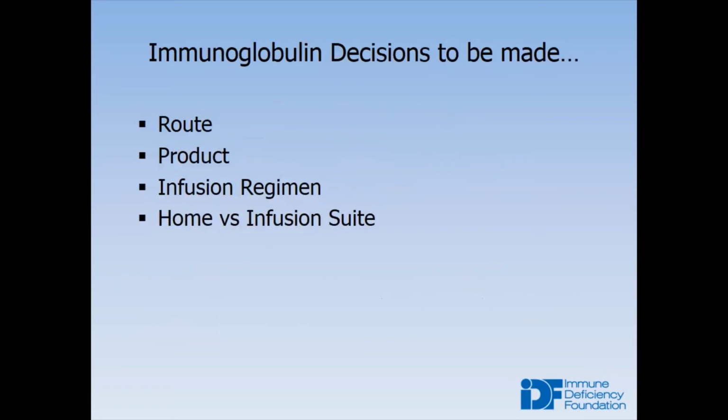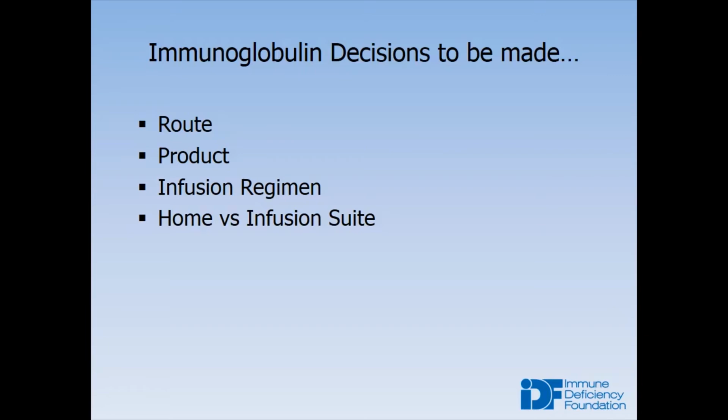I think, okay, so the important thing about immunoglobulin is that it's forever. Once you've got a diagnosis of Agammaglobulinemia, you're going to need immunoglobulin your entire life.